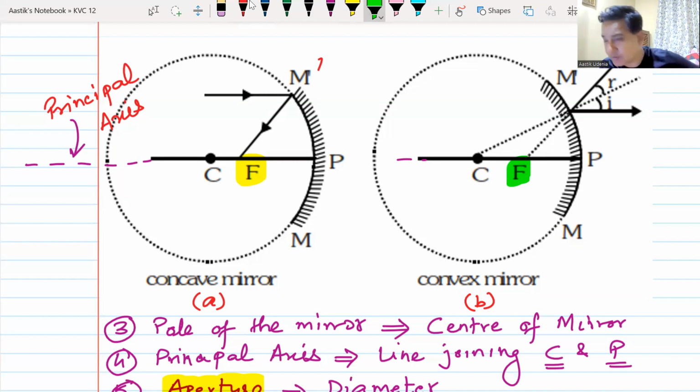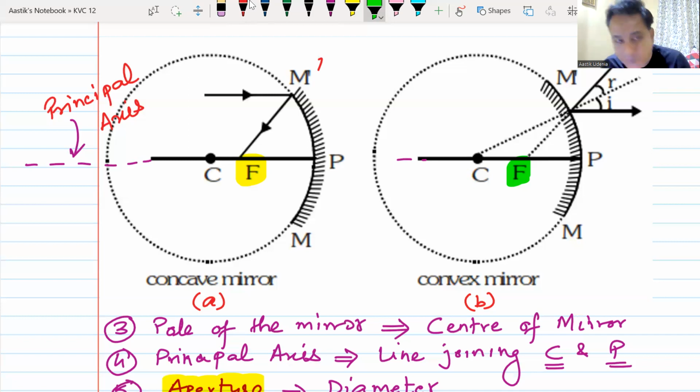Remember, physics is all about the right terms and definitions and understanding. What is F? Focus. Principal focus. Will you remember? Be very particular about the term and the right term. The right term is principal focus. So please write the next point, principal focus.